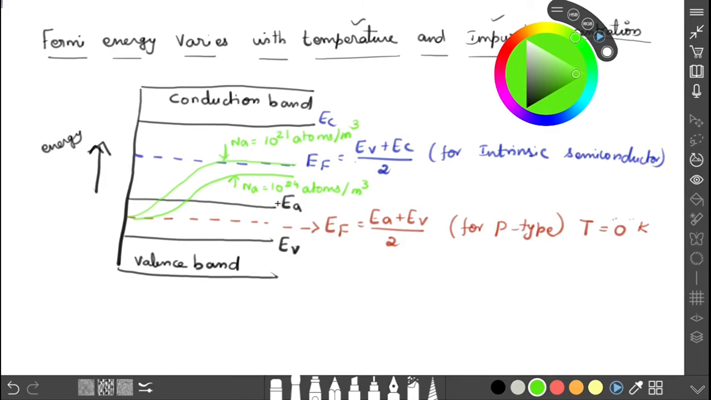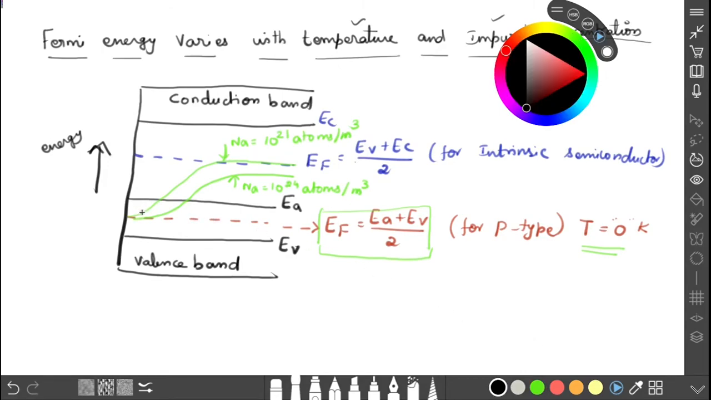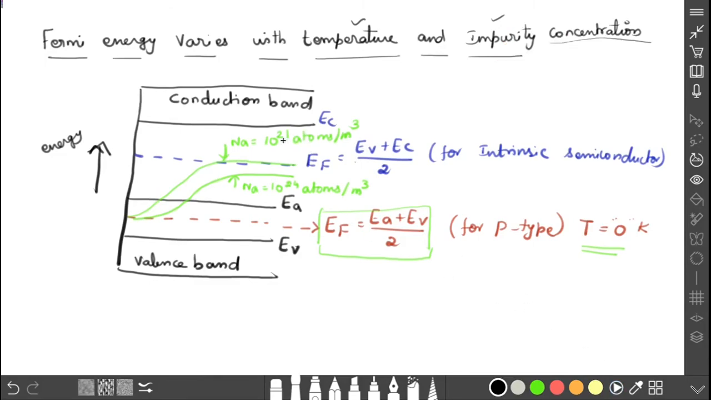Generally, the Fermi energy level lies in between EA and EV, that is in between acceptor energy level and valency band at a temperature T is equal to 0 Kelvin. If you are increasing the temperature, then the Fermi energy of the p-type tries to reach the Fermi energy of intrinsic semiconductor, right? Okay, if the concentration is 10 power 21, if you increase the concentration, then it will not reach up to intrinsic, it will be in between this. Okay, so this is what the Fermi energy variation with temperature and impurity concentration.